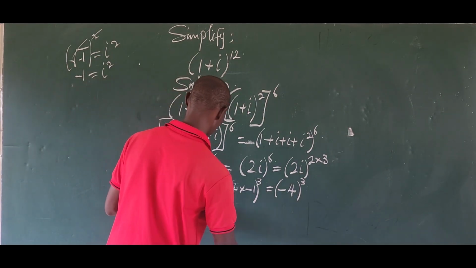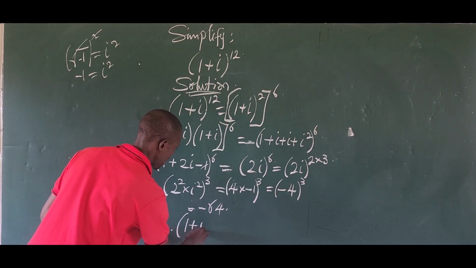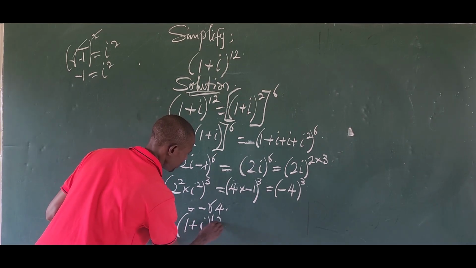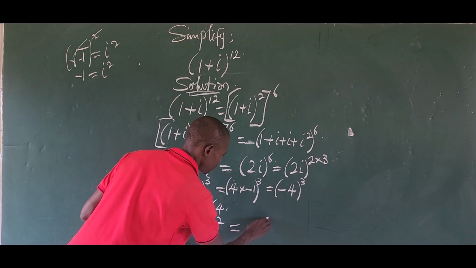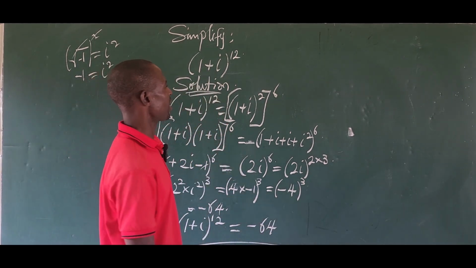So what does it imply? It means, therefore, that our bracket 1 plus iota raised to the power of 12, when simplified, will give us minus 64. And that is the answer when you simplify this.